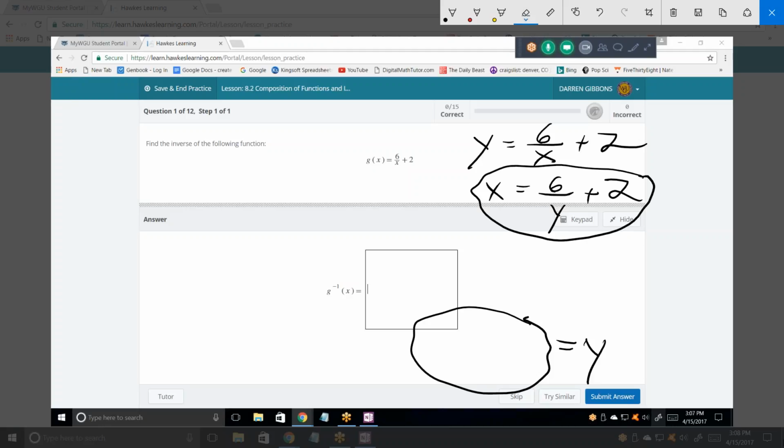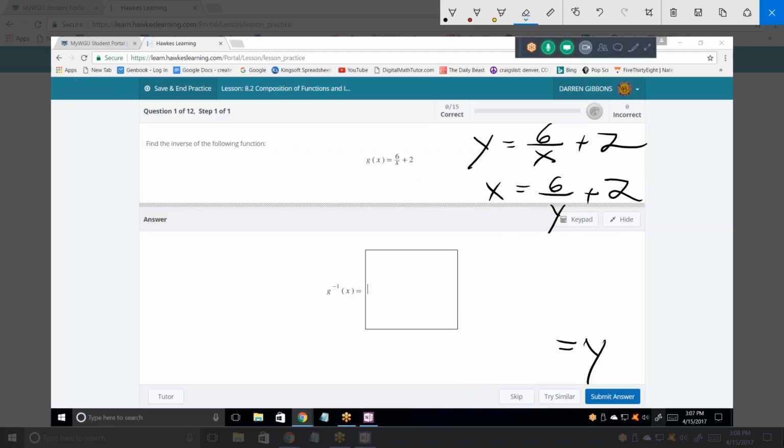In other words, that's always the first thing, is to get rid of stuff that's being added or subtracted. That 2 is being added right now. So it's real easy to get rid of. I can just subtract 2 from both sides. Okay, so I now have x minus 2 equals 6 over y. Okay? Now, how do I get y to the numerator?